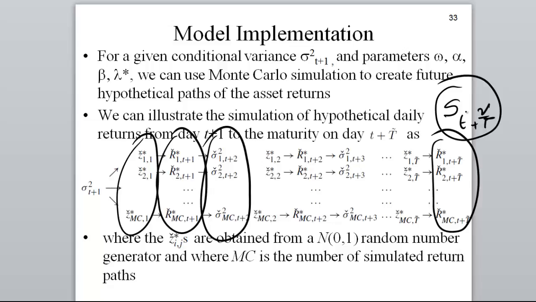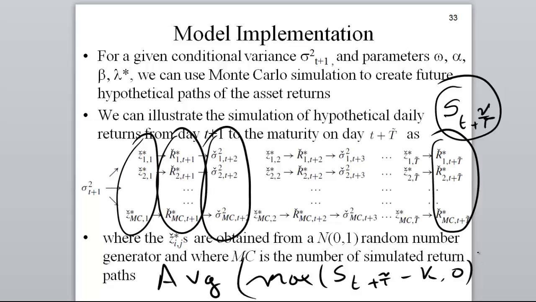Given that we have this new S price, then we're going to compute the max of S T plus tau minus K comma 0. We're going to take an expectation. So in this case, I'm going to write it as the average of all this. Then we discount e to the minus RT, and then this is going to be the call price under the GARCH model. That's the basic intuition on how this model works.